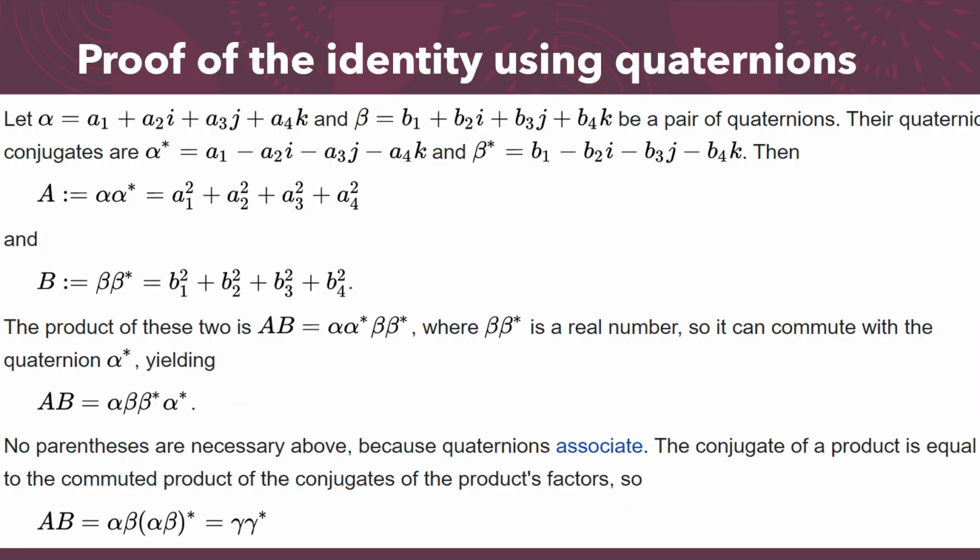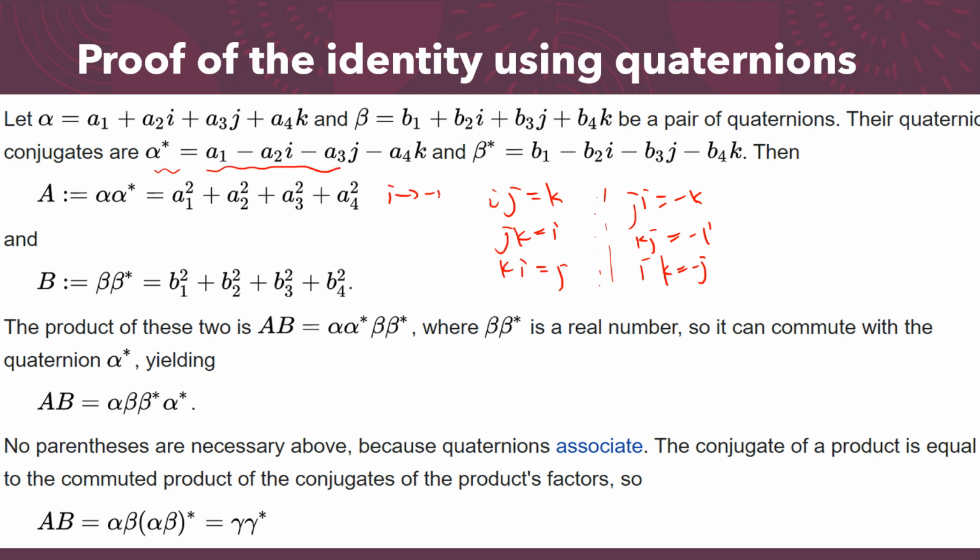And the proof can be seen using quaternions. So I can let alpha be this, beta be this. And the i, j, k satisfy the properties ij equals k, jk equals i, ki equals j, and ji equals minus k, kj equals minus i, ik equals minus j. Okay, and the conjugate is basically changing i to minus i, j to minus j, and k to negative k. So we will have this.